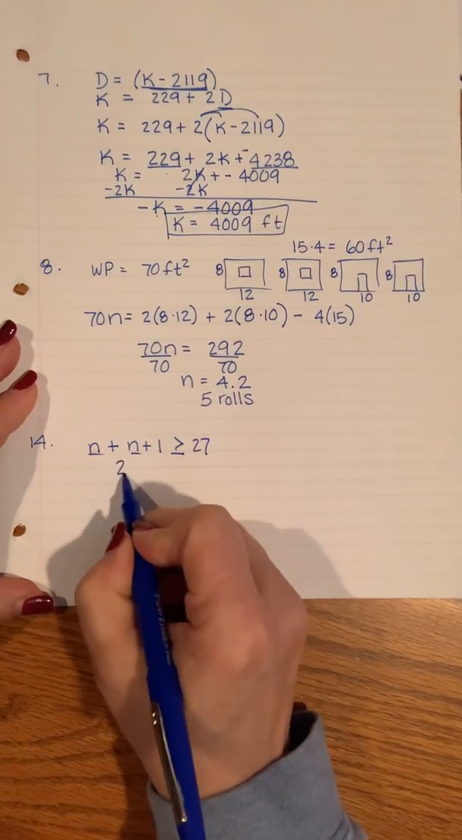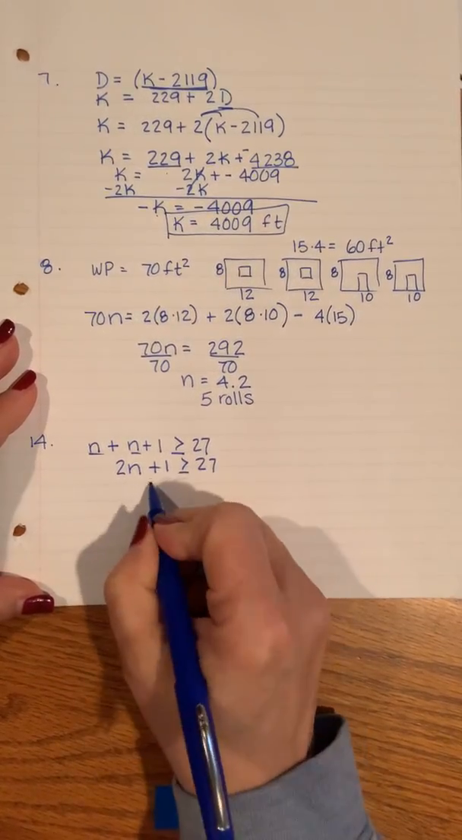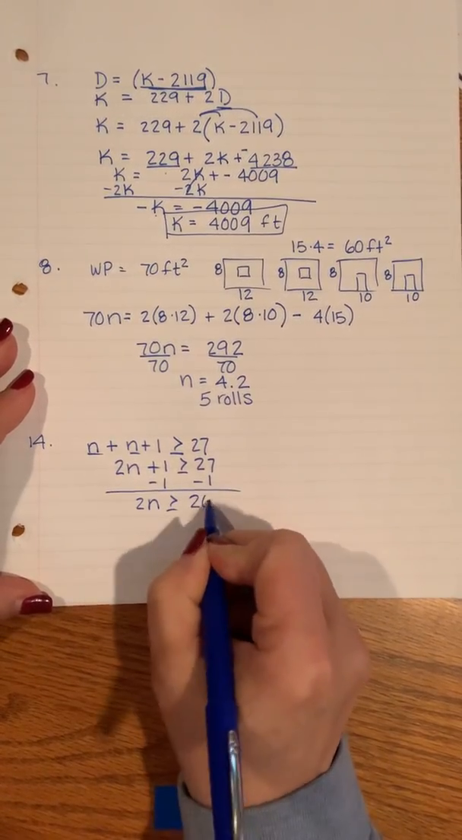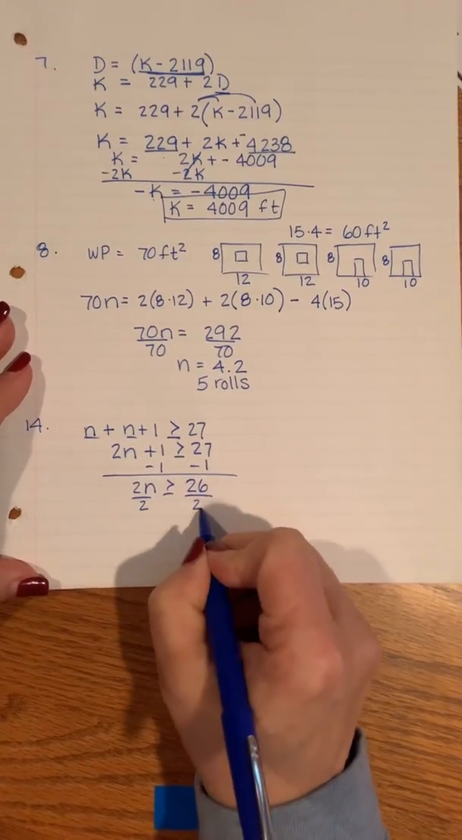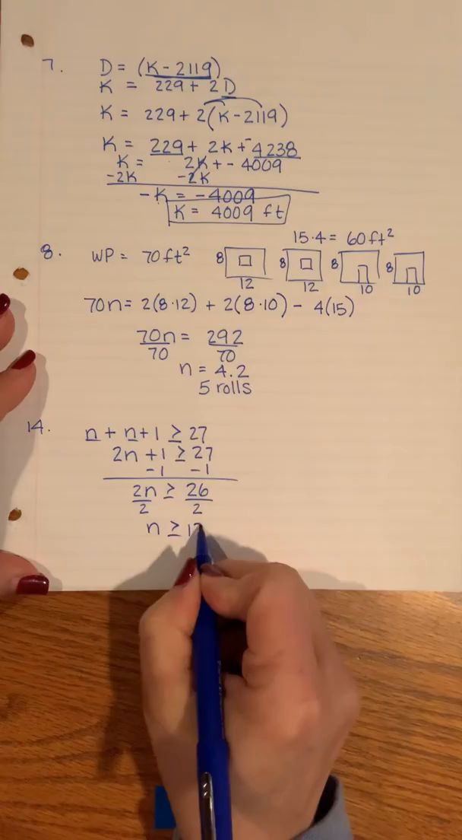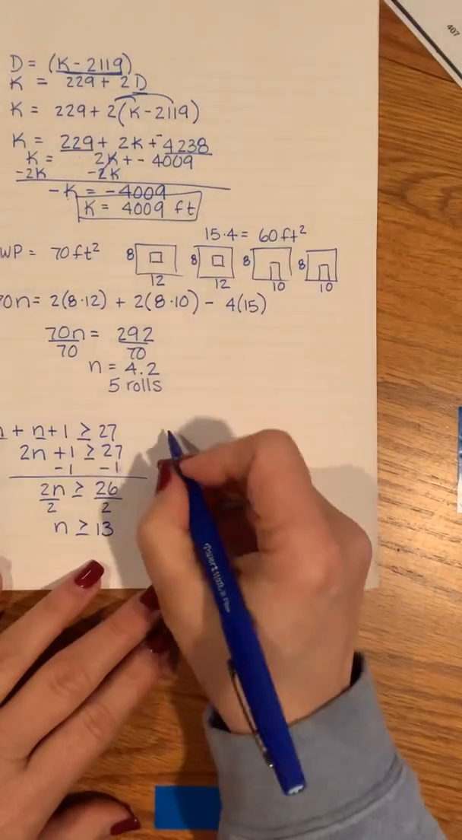At least means it could be that much or more than 27. Over here we have to add these two together to combine our like terms. We will then minus 1 on both sides and get 26. We will divide both sides by 2 and that's where I get my 13. So the lesser one is 13.